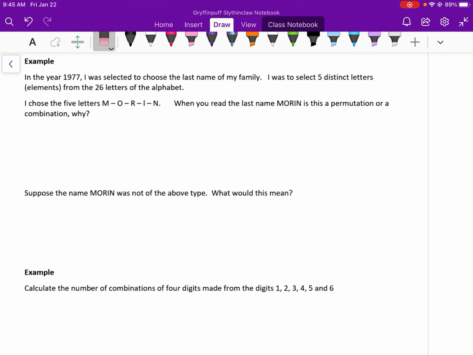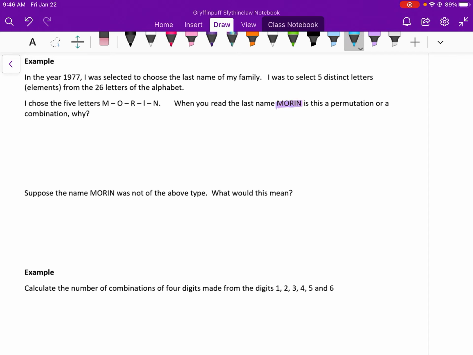Let's do the next example. In the year 1977, I was selected to choose the last name of my family. I was to select 5 distinct letters from the alphabet, from 26 letters. I chose the 5 letters M-O-R-I-N. When you read my last name, Morin, is this a permutation or a combination?